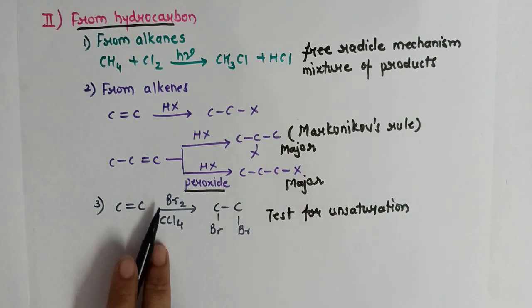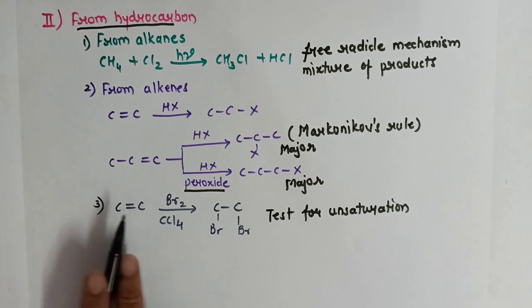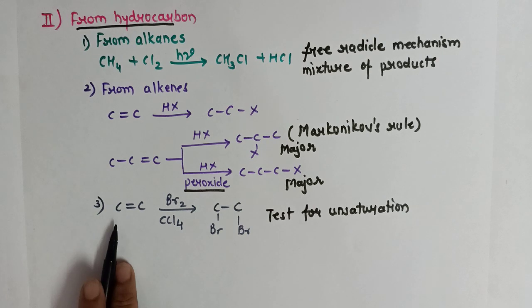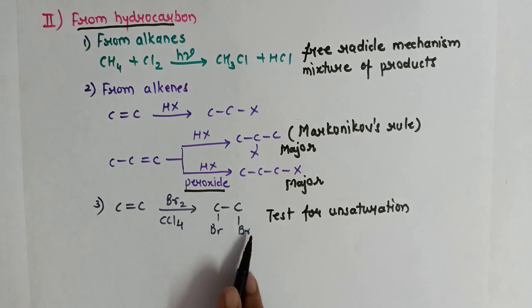That is, whenever brown colored bromine water is passed through an alkene, the brown color of bromine disappears as it gets added across the double bond.